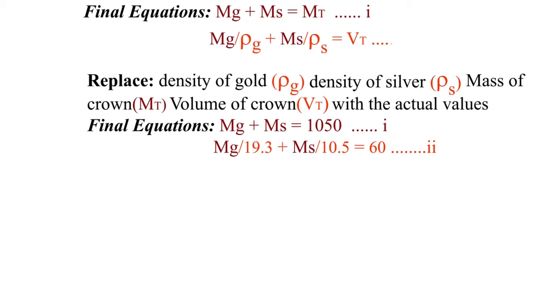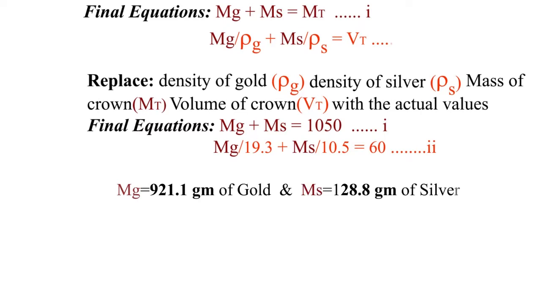Solving the final equation, we will get mass of gold as 921.1 gram and mass of silver as 128 grams.